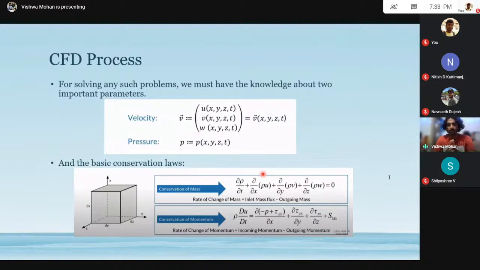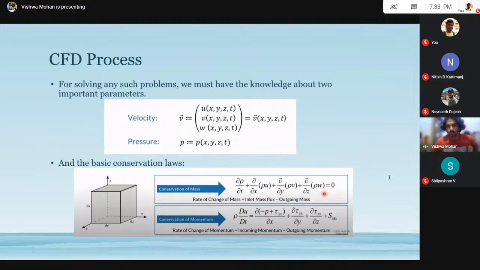In the CFD process, you need to be very well aware of these variables, pressure and velocity. You can't afford to not know them. Then come the basic conservation laws: first is mass, second is momentum. So what is this equation? A lot of people get scared and run away from those beautiful flow simulations just because they don't understand the PDEs. This is a partial differential equation. And what does it say? It says nothing for a layman.